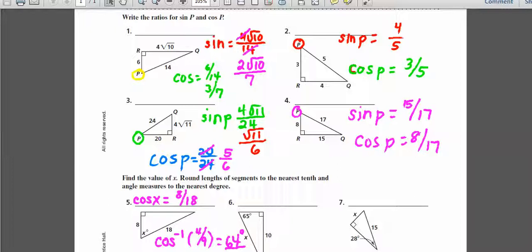Always make sure you're in degree mode, and that's the mode button on your calculator. It's kind of near the top, and when you push mode, you want to make sure you're not in radian mode, that you're in degree mode.